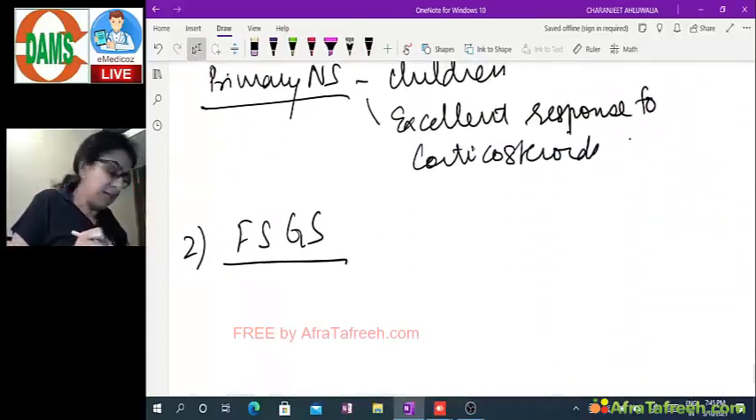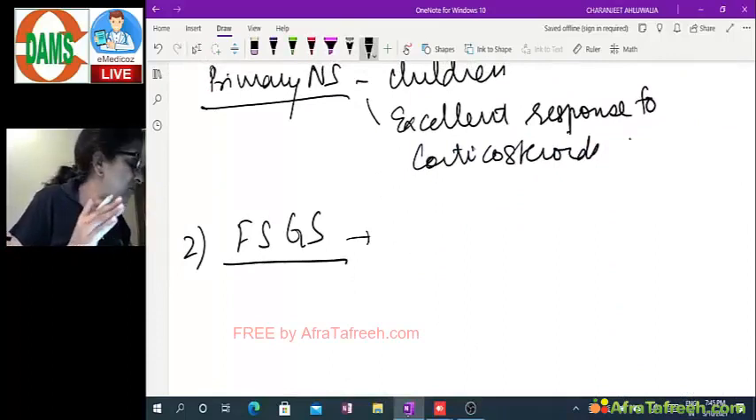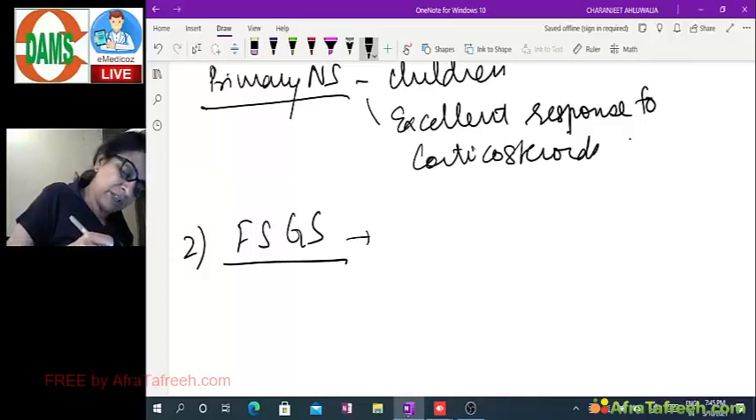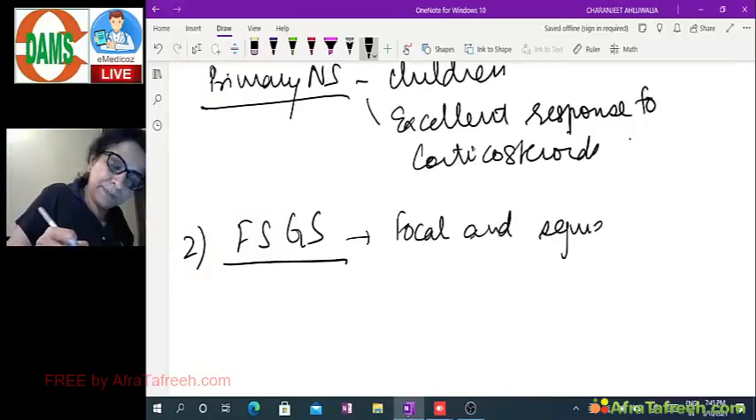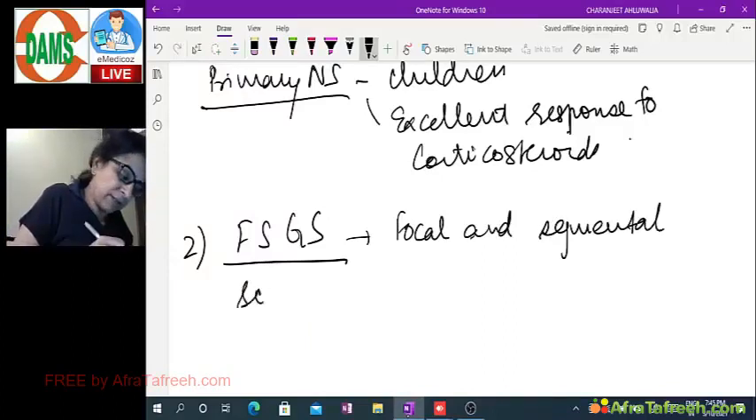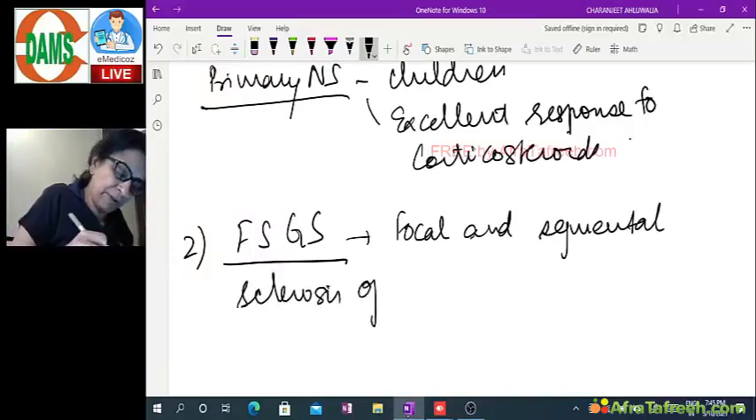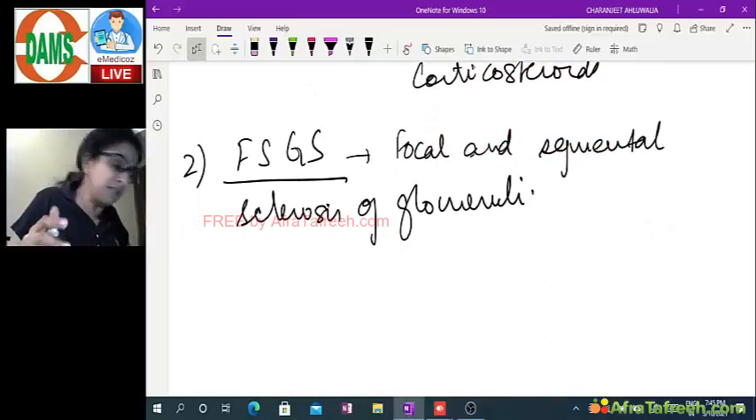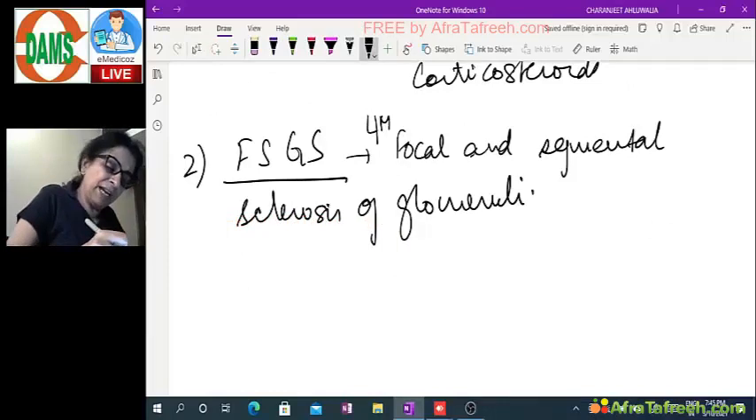Now FSGS. You already know the meaning. There is focal and segmental sclerosis of glomeruli. So the glomeruli show focal and segmental sclerosis. So segmental sclerosis and hyalinosis of the glomeruli. Focal and segmental sclerosis of the glomeruli is what you see by light microscopy.